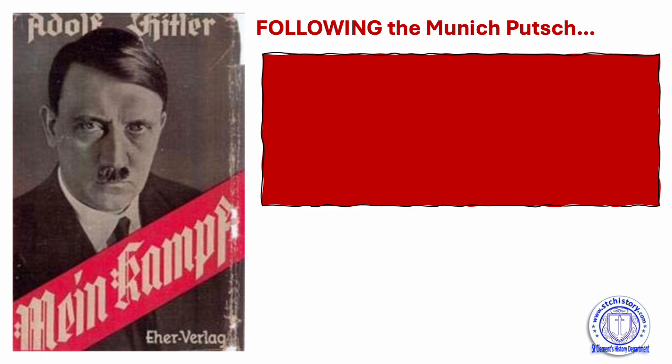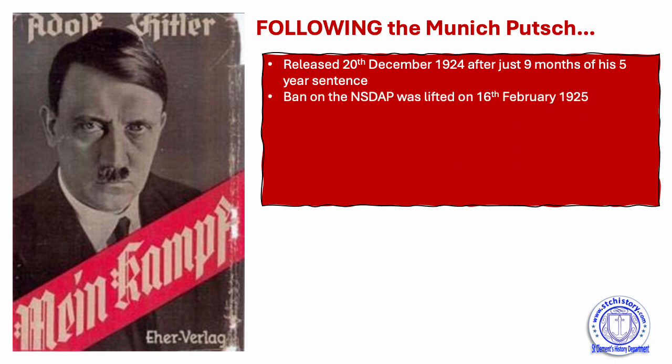So following the Munich Putsch, we know that Hitler gets out of prison after just 9 months of his 5-year sentence. He is now internationally known. The NSDAP are now very well known as well, despite the fact the Munich Putsch was a bit of a disaster. People now know who Hitler is and who this party is. The ban on the party was lifted also a couple of years early. So by 16th of February 1925, Hitler was able to then start putting into practice some of this new organisation.